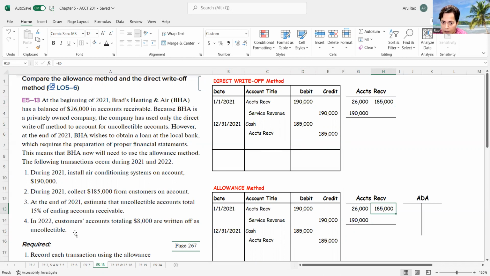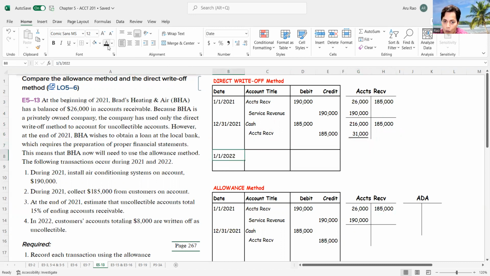The next year, $8,000 is written off as uncollectible. Now, if this is the direct write-off method, I don't do anything in 2021 because I didn't get any information that anything is bad. I just will say, let me look at my balance over here, add up the two sides, and I've said $31,000 is owed to me, and I'll leave it at that.